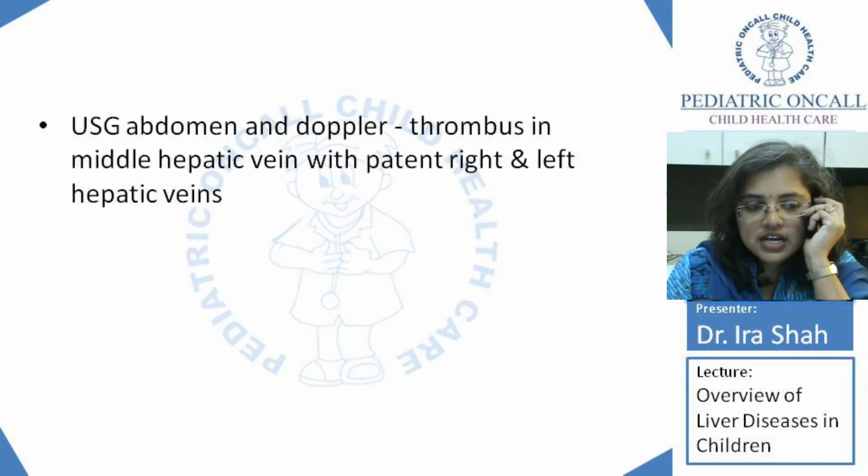Okay, in this child, what we did was an ultrasound with a Doppler, and it showed a thrombus in the middle hepatic vein with a patent right and left hepatic vein. So this was Budd-Chiari. Budd-Chiari in infants can come to us as just sudden onset ascites, because of the back pressure, the first thing that will develop is ascites.